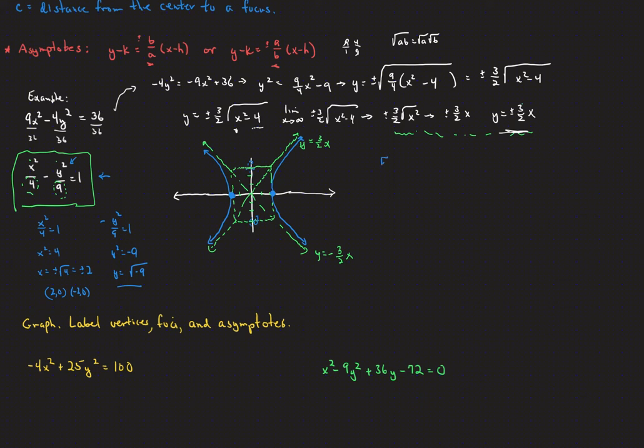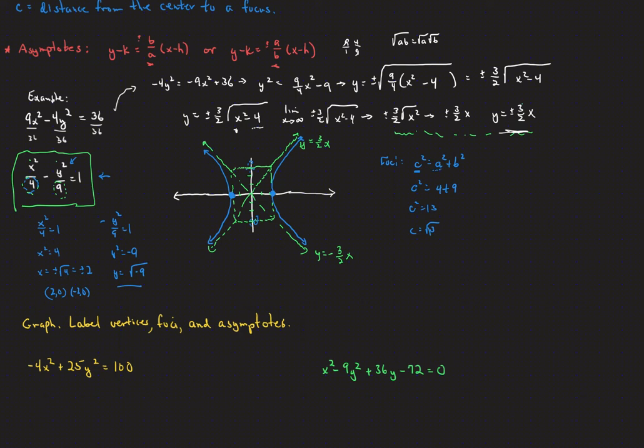Now we want to find the foci, and the foci are going to satisfy c squared equals a squared plus b squared. Truly does look like the Pythagorean theorem. The big thing is the distance to a focus is bigger than the distance to the vertex, which is not what happens in the case of an ellipse. So we're going to say c squared is equal to, remember, a squared is the one that goes with the positive term, that's the 4, plus b squared, the one that follows the minus sign. So our c squared is 13, and our c is the square root of 13.